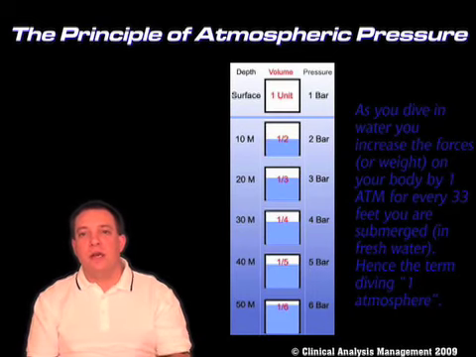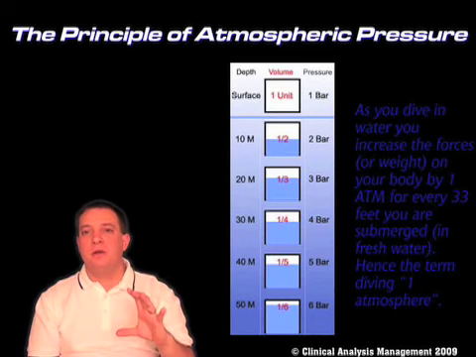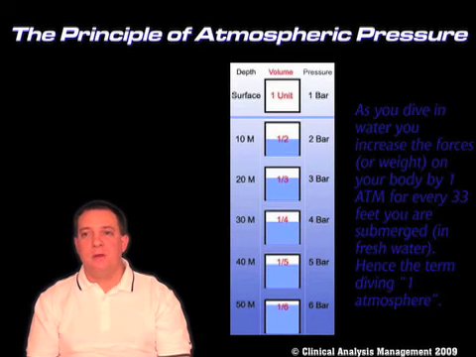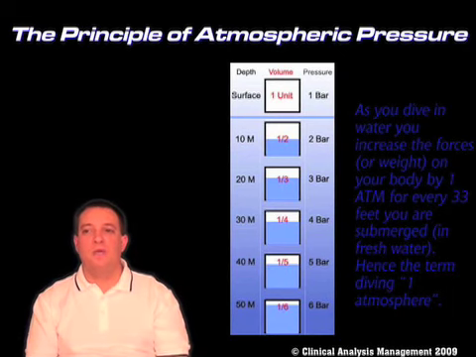So in other words, when I go down to 33 feet, I've increased the pressure on my body by another 760 millimeters of mercury, or by another 14.7 pounds. When I go down to 66 feet, I increase it by another atmosphere. When I go down to 99 feet, I increase it by another atmosphere, and so on and so forth.